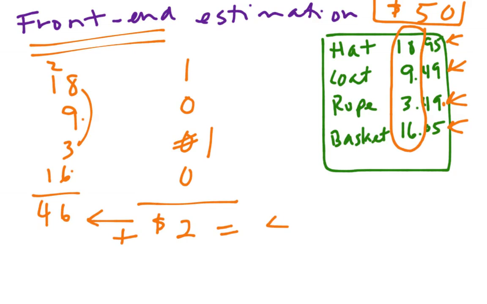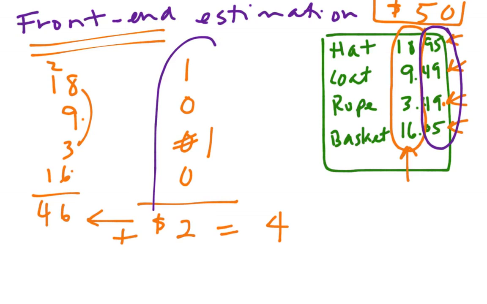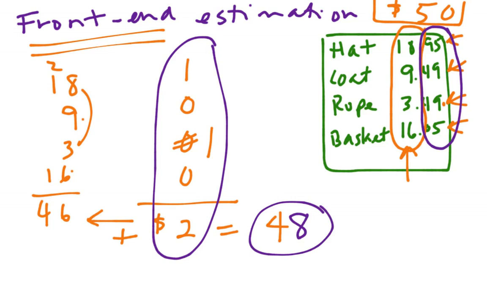And so your total estimate after you're taking into account the front part, and then secondly we took into account the back part, the back decimal parts, that's this, you're going to get 48. So $48, which is less than 50. So you're pretty safe on your budget.